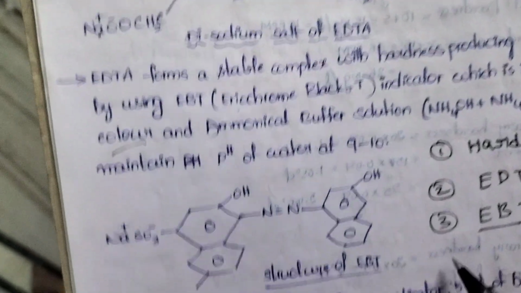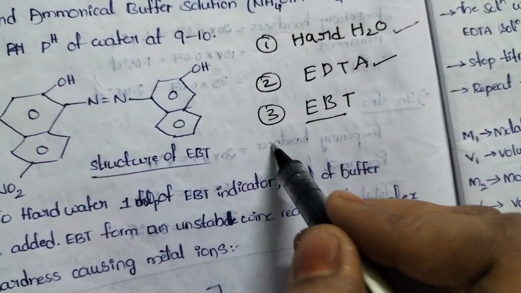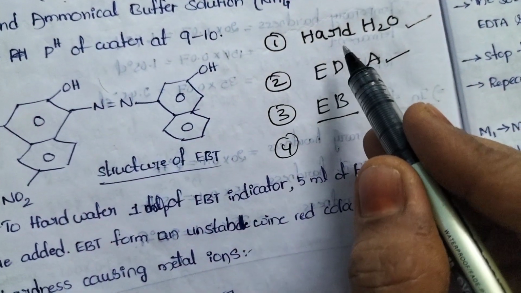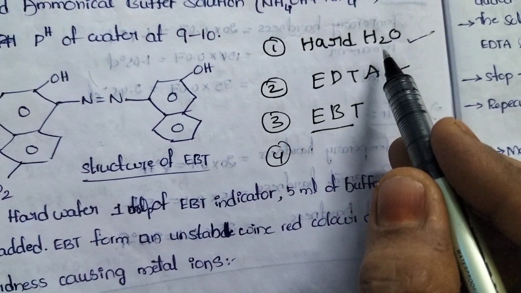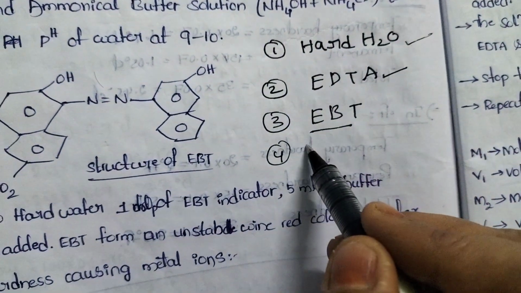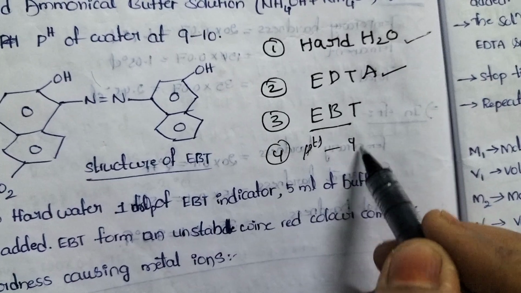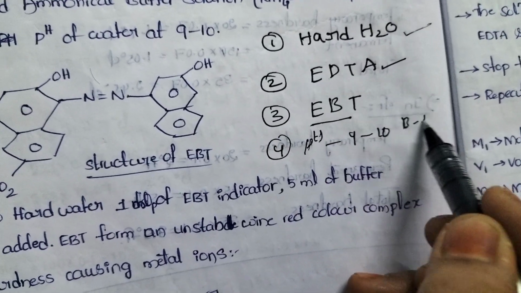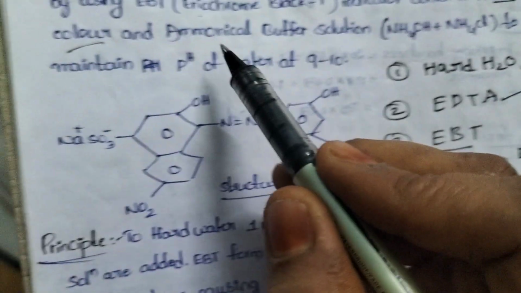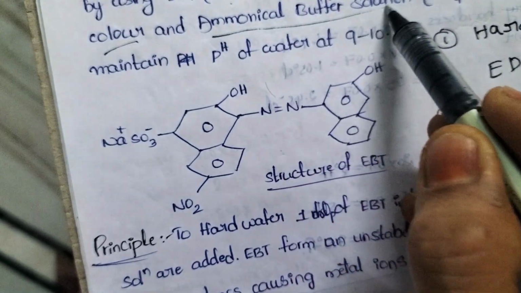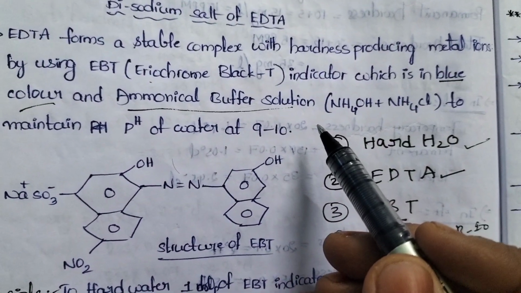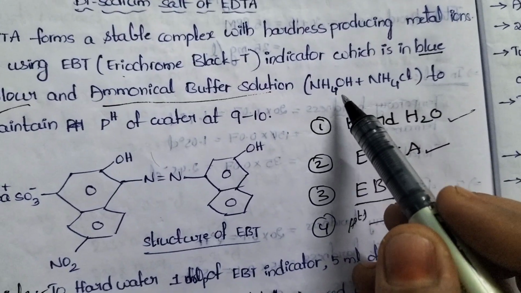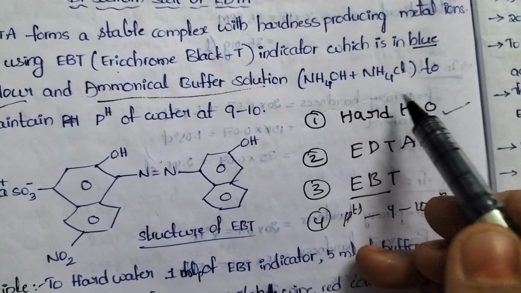And one more chemical we are using. What is that one more chemical? Here we are performing the experiment with water. To maintain the pH of water at 9 to 10, we have to add buffer solution. Which buffer solution are we adding? Ammonical buffer solution, which means ammonium hydroxide and ammonium chloride.